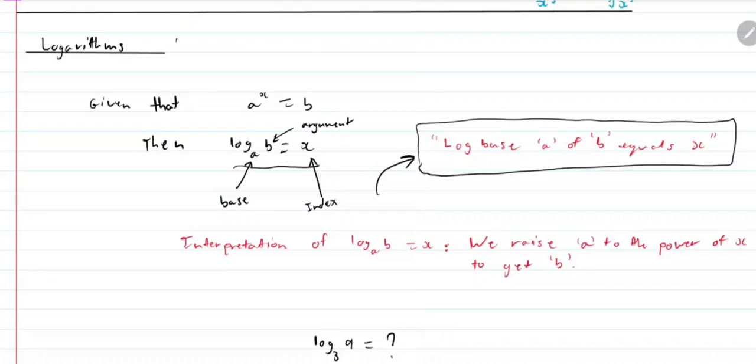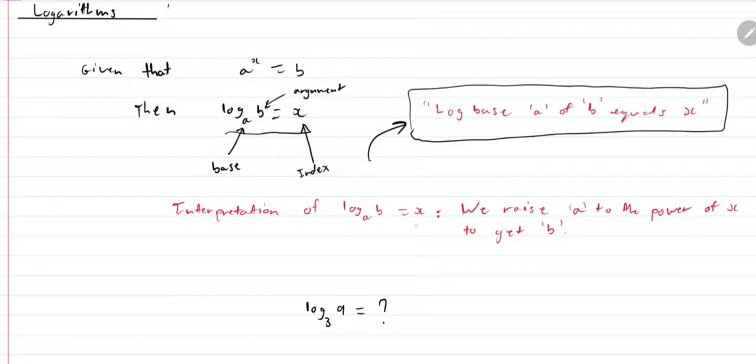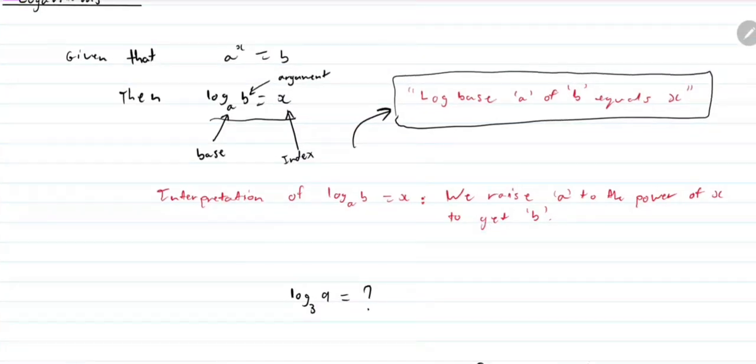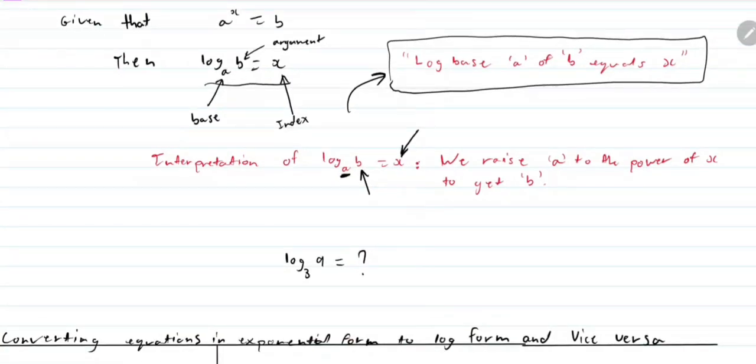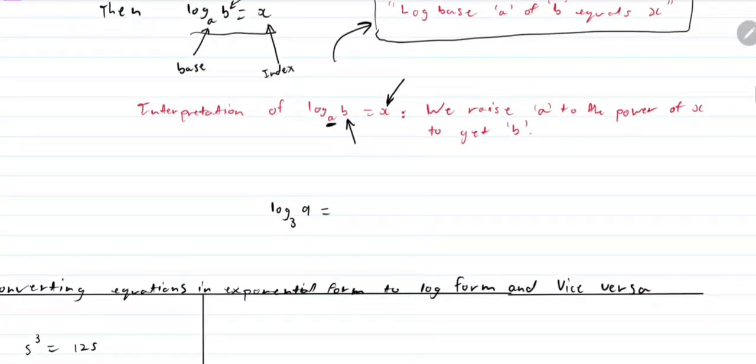So if you're asked to interpret a logarithmic equation, let's say log base a of b equals x, it simply means that we raise a to the power of x to get b. Right? So if you're asked to evaluate log base 3 of 9, I want you to ask yourself this: what power do I raise 3 to get 9? And that value is 2. So log base 3 of 9 would be 2.